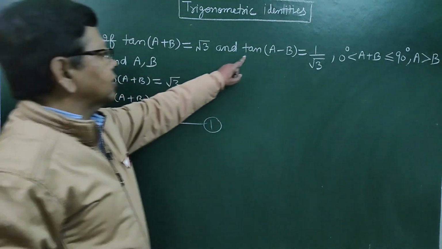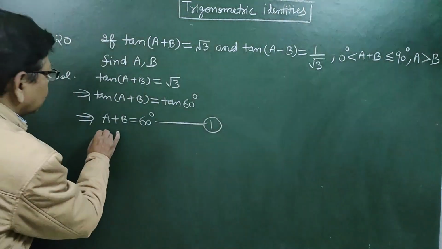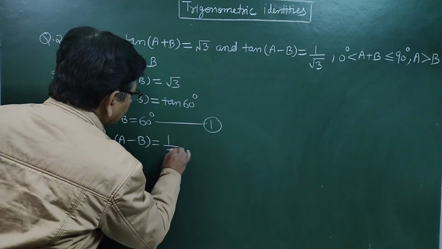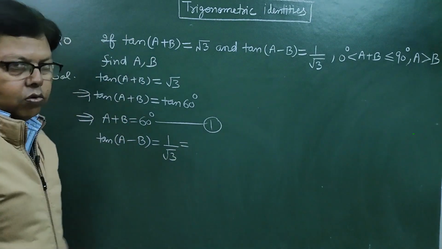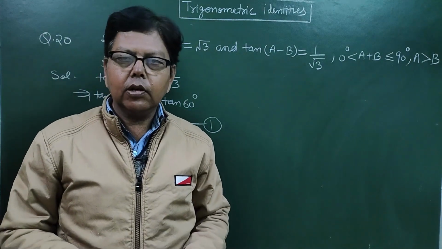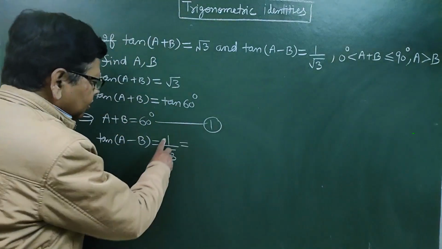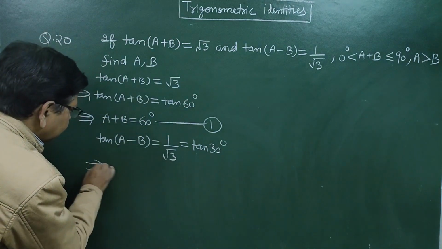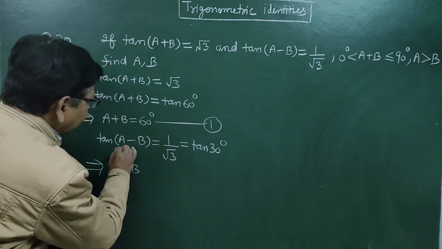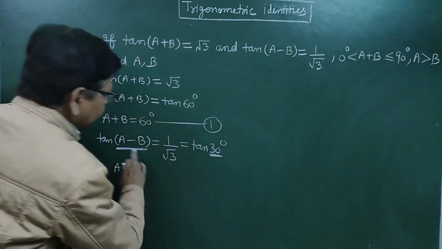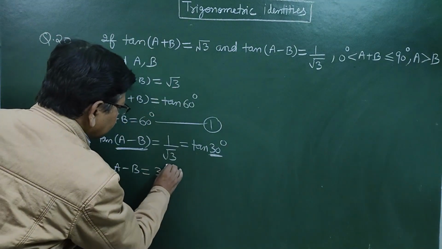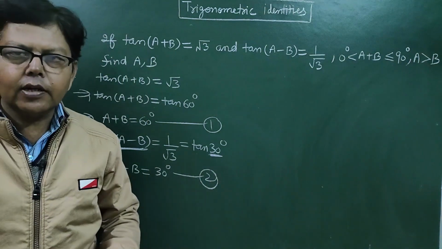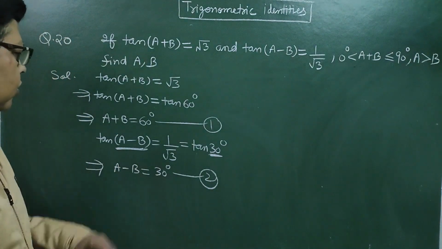Now the other condition is tan of (a minus b) is 1 by root 3. Tan of angle a minus b is 1 upon under root 3. Students, you know the value of tan 30 is 1 upon under root 3. So I can write this as tan of 30 degree, and this implies that angle a minus b is equal to 30 degree. As I told you, if tan x is equal to tan y, it means the angles are equal. So a minus b is equal to 30 degree.